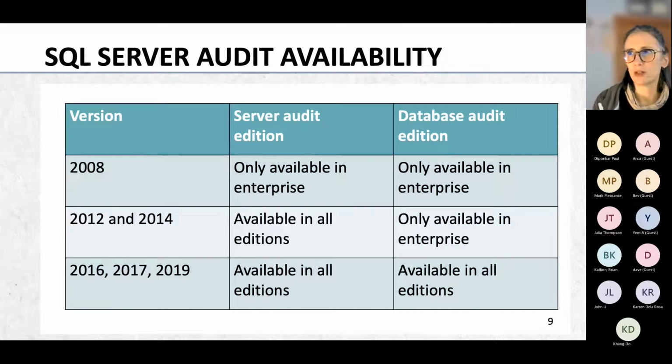So it was first in 2008, only in Enterprise. By 2012, it's all editions for the server audit, and the database audit was still only Enterprise. By 2016, it's all editions. Now, the thing with the server audit that's really nice, and we're going to see as we go through this, is you can actually audit all the databases the same way with the server audit. So in 2012, when it was available in all editions for server audit, that was really nice because it gives you a lot more flexibility.